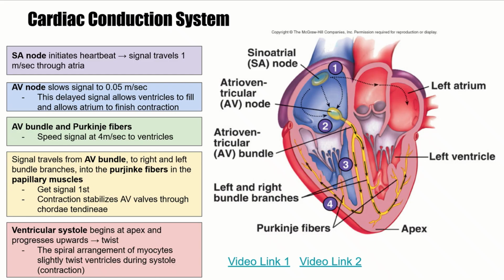Ventricular systole is going to begin in the apex of the heart and progress upwards in a twist motion. The spiral arrangement of the myocytes slightly twists the ventricles during systole.